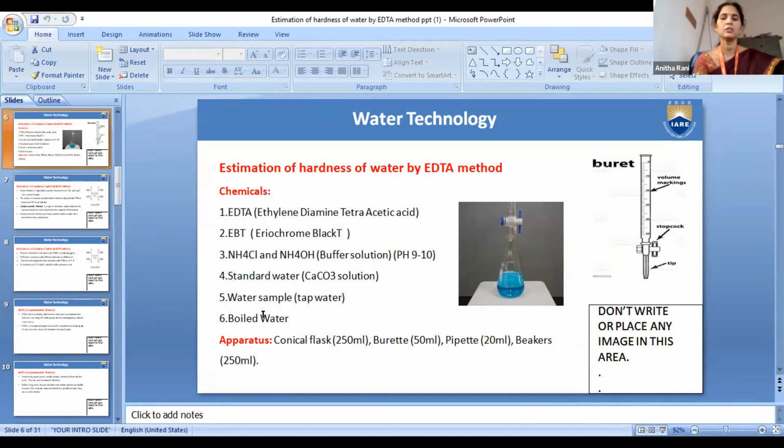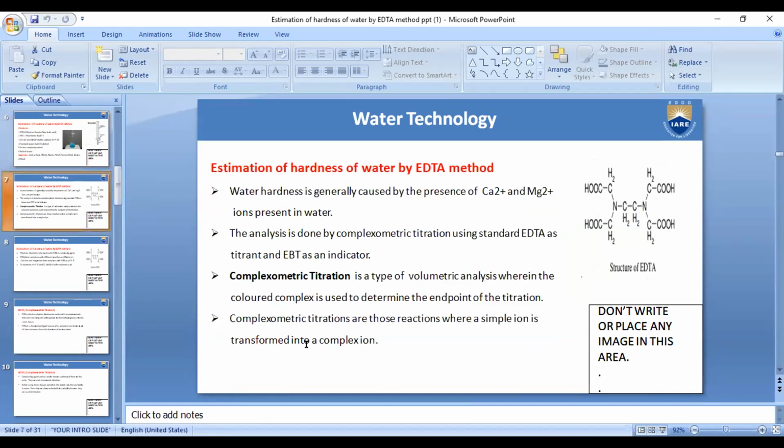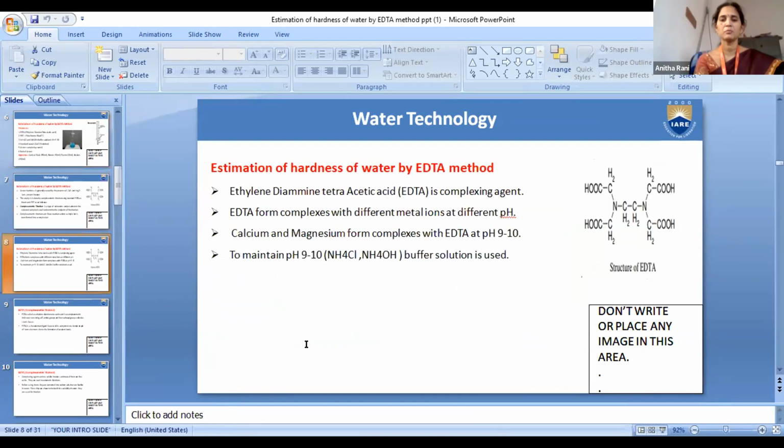Then we are taking 3 samples. One is standard water. Next we will take tap water sample and boiled water. Apparatus we use: conical flask, burette, pipette, beakers. And we have to discuss the principle first.